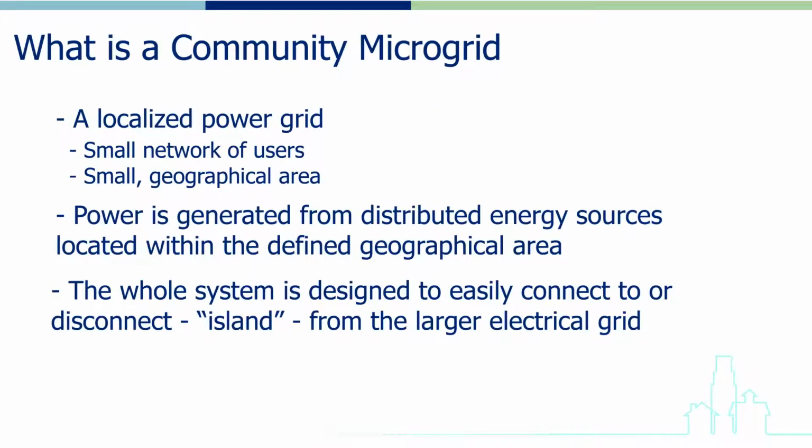First, a basic definition. A microgrid is a localized power grid that serves a small network of electricity users, typically buildings, within a small, clearly defined geographical area. Power is generated from distributed energy sources, such as combined heat and power systems or renewable energy, located within the defined geographical area. The whole system is designed to easily connect to or disconnect from the larger electrical grid, so that it can operate in, quote, grid-connected mode during normal conditions or in island mode during power outages.